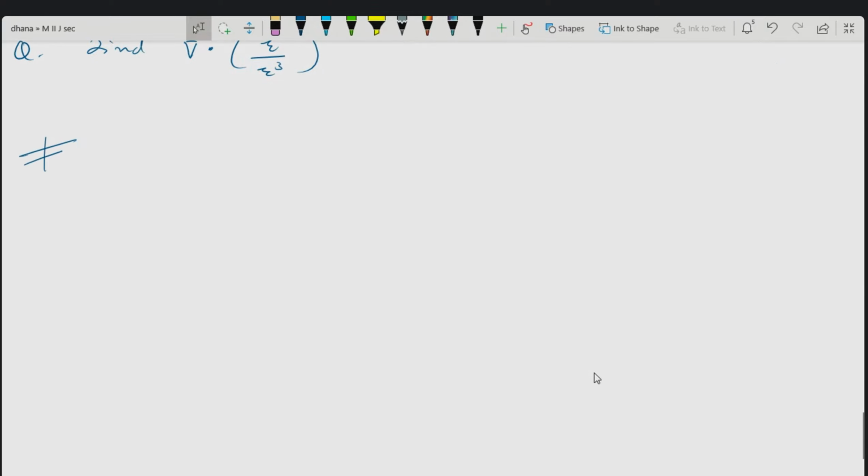Now the next one, curl of a vector. So till now you have learned about gradient of a scalar function, where the result is a vector. The next one you have learned is divergence of a vector, but the result is a scalar value. Now there is another thing which is curl, curl of a vector. You write it as curl f bar, and you read it as curl of a vector. And this result will be a vector function only.